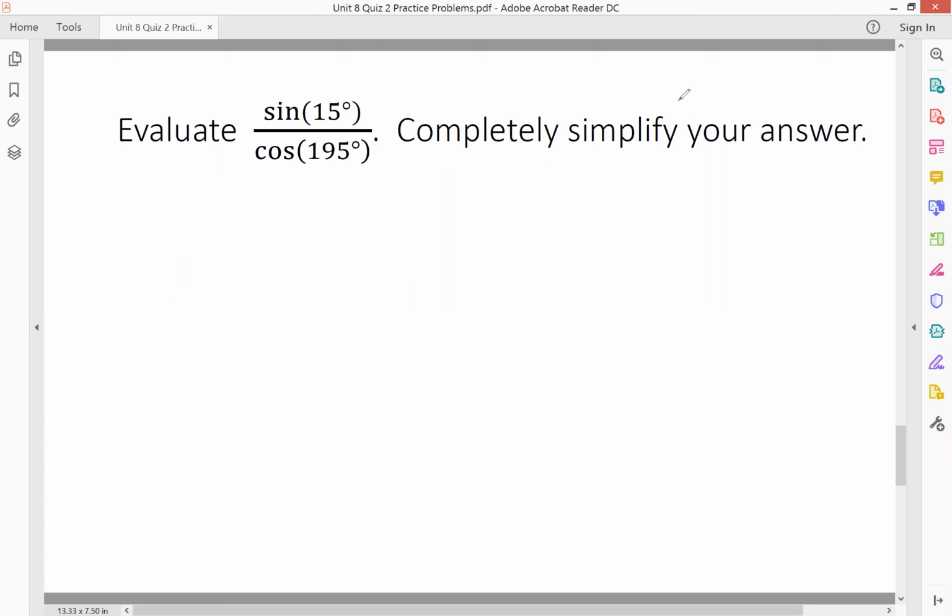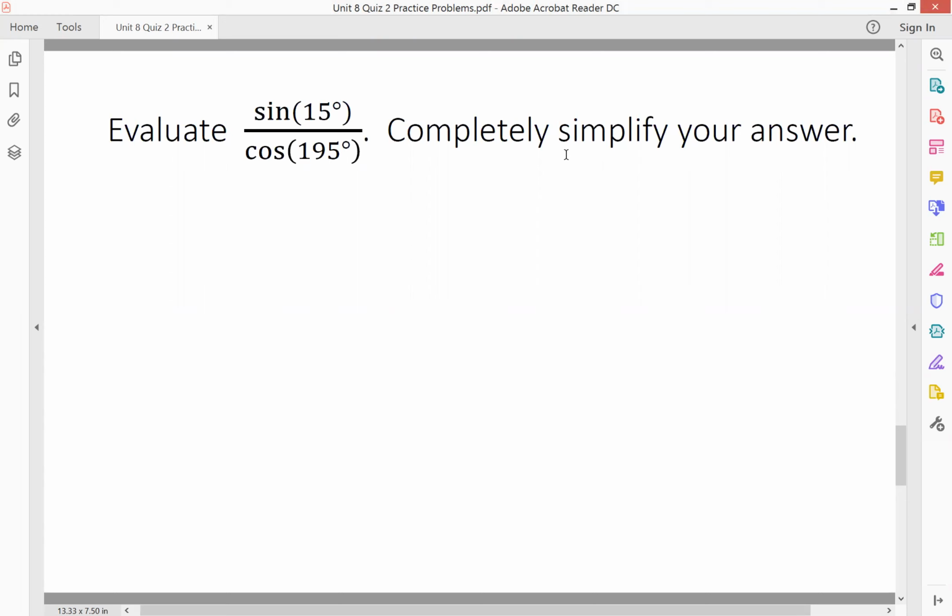Okay. Evaluate sine of 15 over cosine of 195. Completely simplify your answer. So let's see. 15 degrees. Sine of 15 we can get by doing sine of 45 minus 30. Probably the easiest one. And cosine of 195 we can get by doing 240 minus 45.